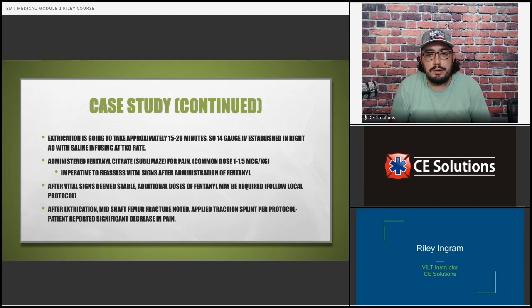We're going to administer fentanyl citrate, or Sublimaze, for pain. It's a pretty common narcotic that we give for pain management. The common dose is going to be 1 to 1.5 micrograms per kilogram.